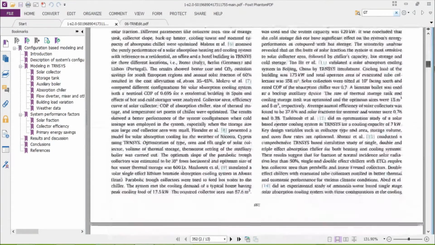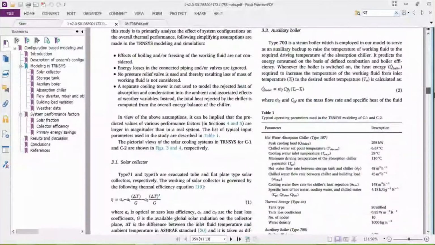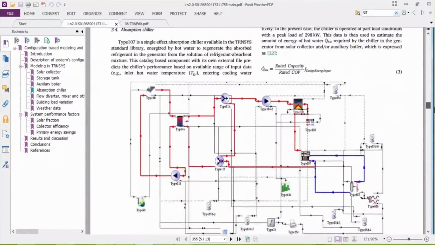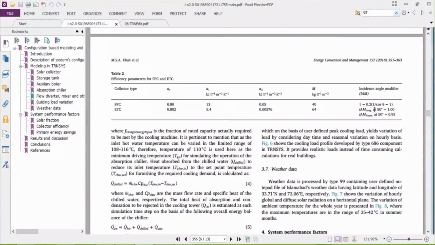If we go down, here are the values: the intercept efficiency is 0.802, A1 is 5.4, A2 is 0.0576, mass flow rate is 64 kg per hour per square meter, and IAM at 50 is 1, and IAM transverse at 50 is 0.93. So I will change these values.